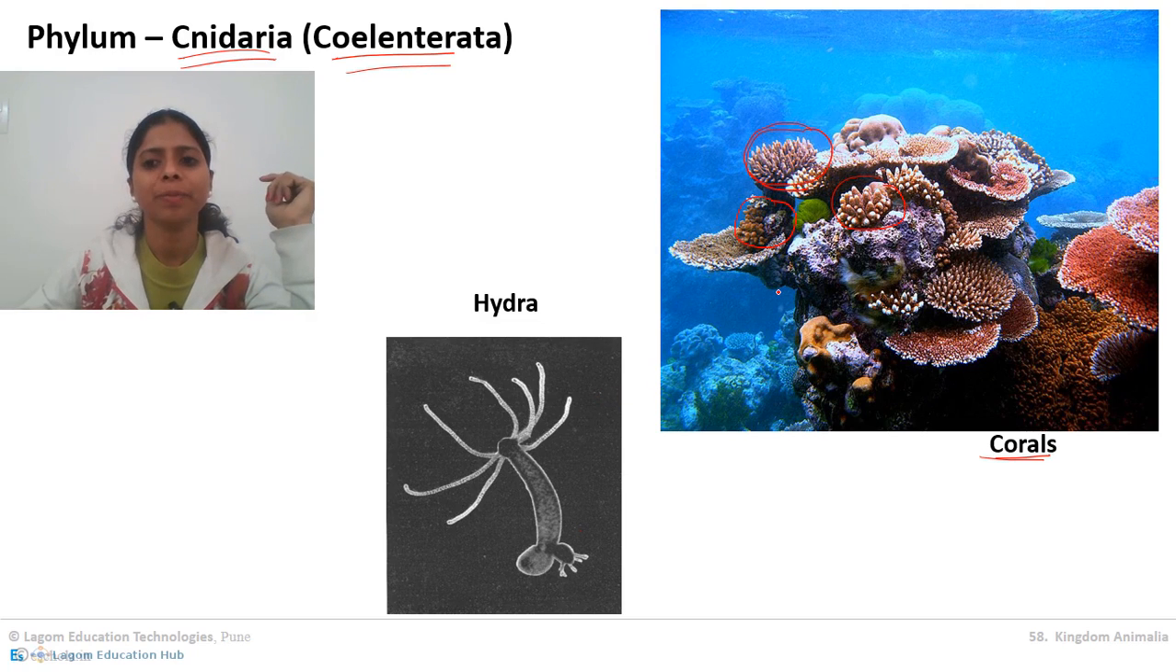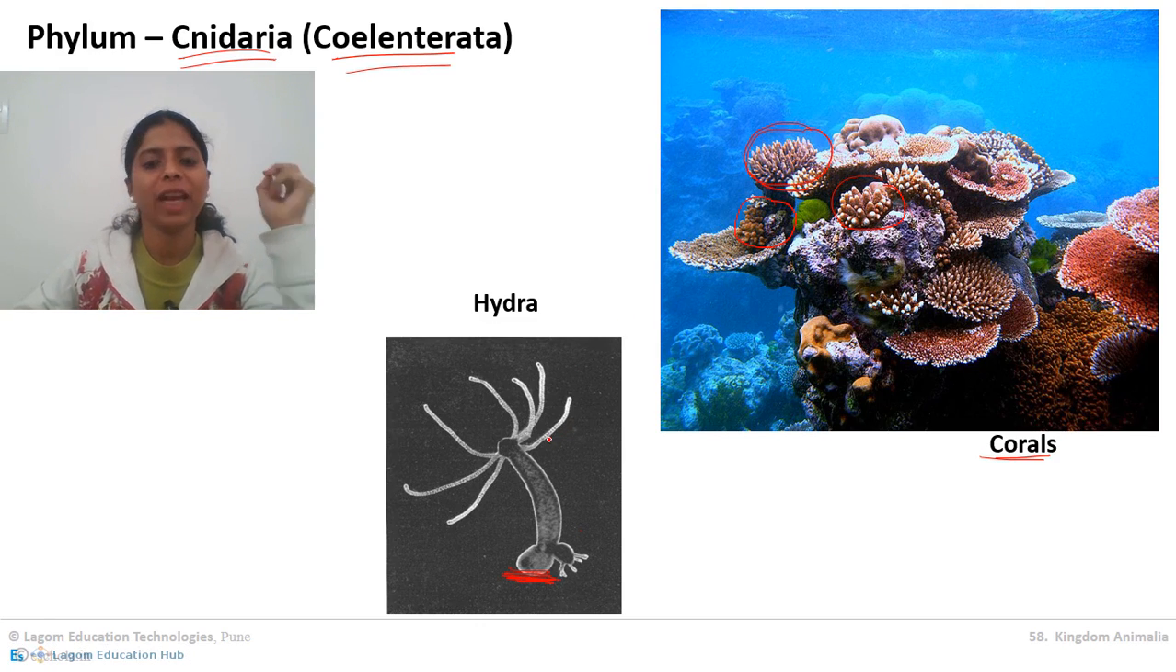Next, about its mode of living. When we consider Hydra, it remains attached to something, either some rock in the water or some wood in the water. Hydra always remains attached. Likewise, coral also remains attached to rocks or the floor of the ocean. So Hydra and corals are sedentary in nature. They remain attached to the substratum. On the other hand, jellyfish is free swimming. So Coelenterata may be sedentary, free living, colonial or solitary.